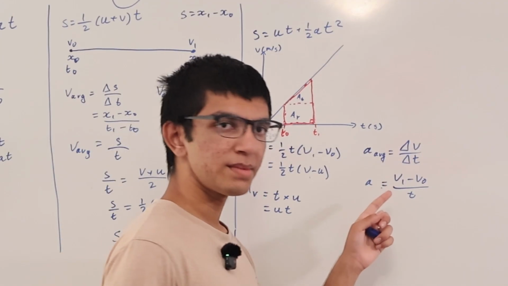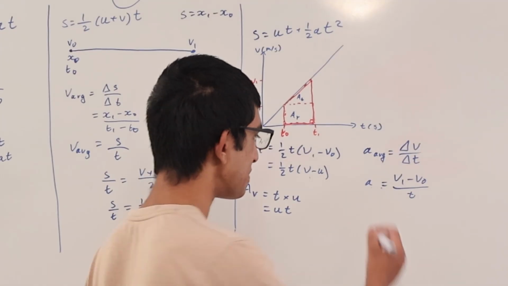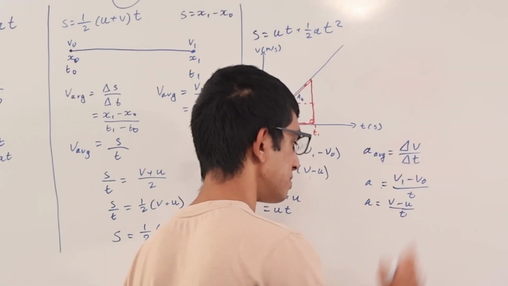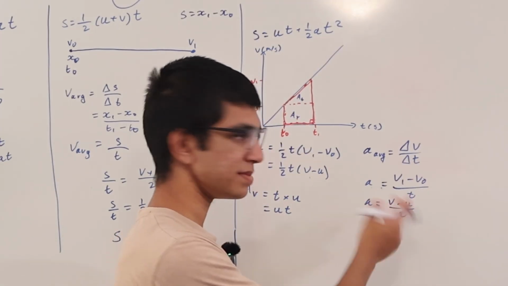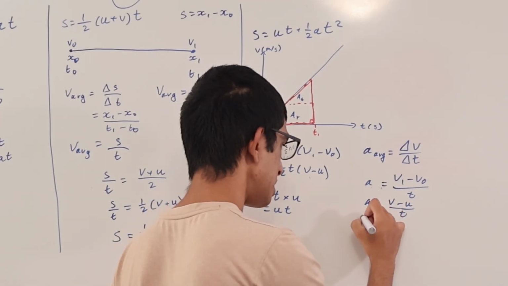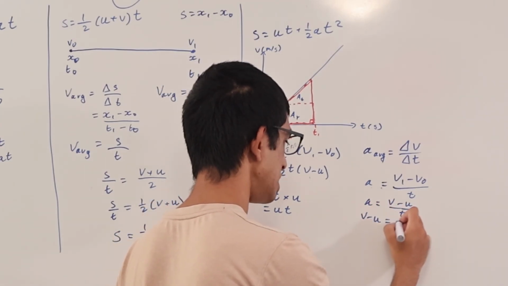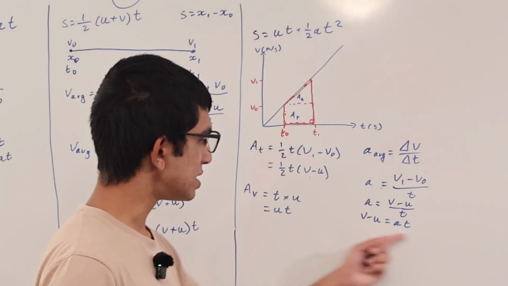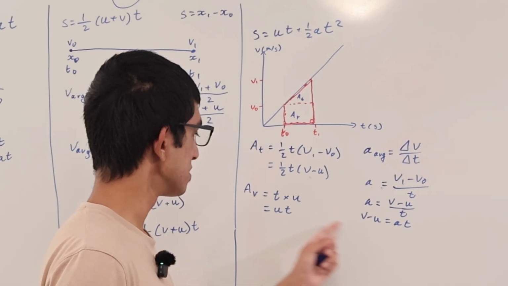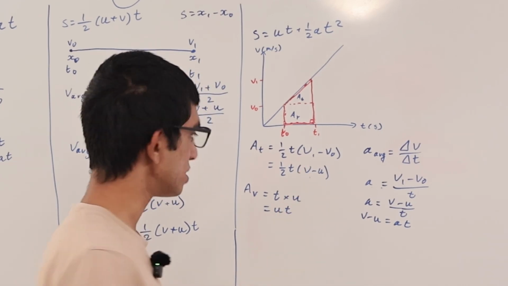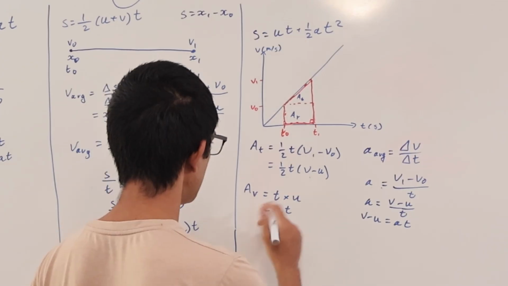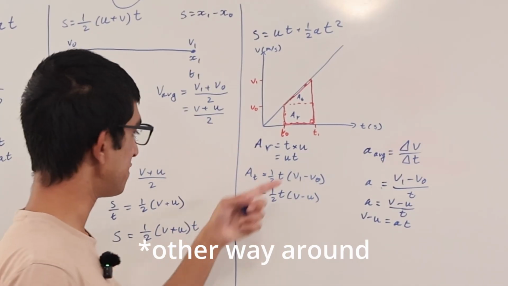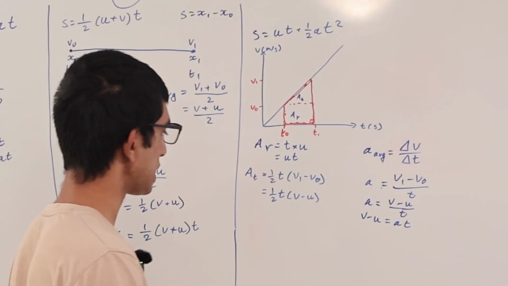Now, v1 minus v0, again, can be rewritten as v minus u over t. If we multiply both sides by t and switch the equation around, we get v minus u is equal to a multiplied by t. And we can substitute that, or at, for this v minus u here. So let me rewrite the area of the triangle. Now I've just rewritten the area of the triangle above the area of the rectangle, just to make it easier for the working out.